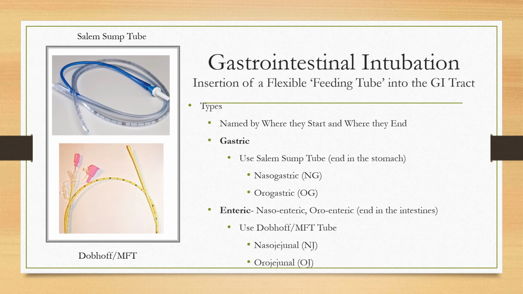Remember, we also have ones that go through the abdominal wall, the gastrostomy tubes, and we typically call those percutaneous endoscopic gastrostomy tubes, so PEG tubes, okay? And there's also jejunostomy tubes, which again goes through the abdominal wall, so it's percutaneous, it's endoscopic, and it's going to the jejunum, okay?